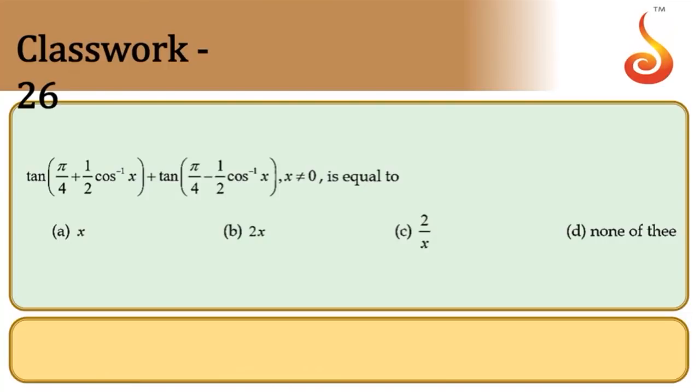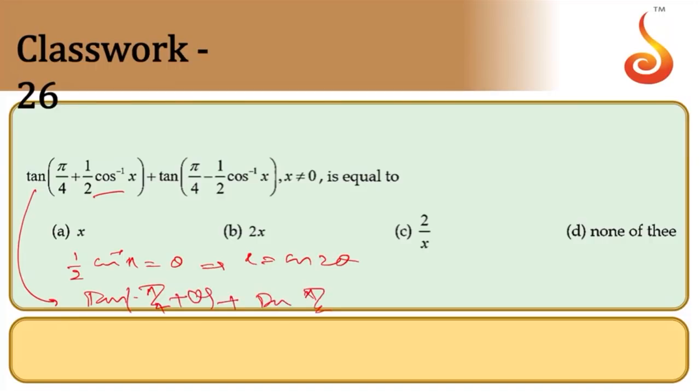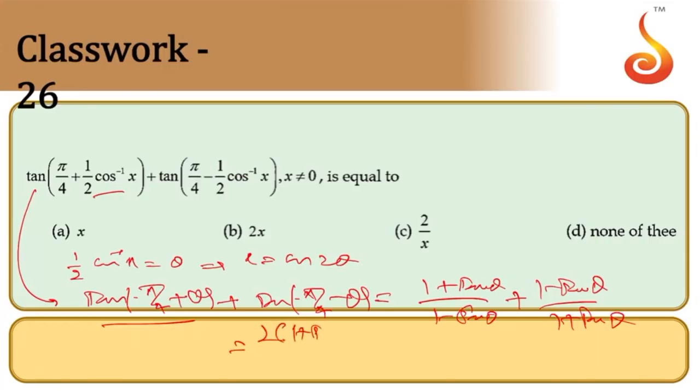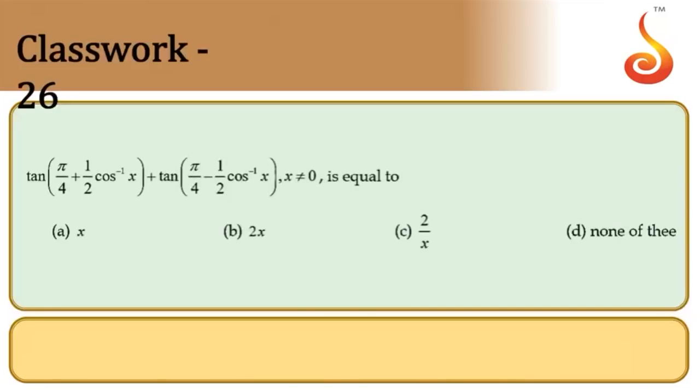So let me go for the next one, the 26th one. This is nothing but, if I take this is equal to theta, half cos inverse x is equal to theta, then x is equal to cos 2 theta. So this will actually become tan pi by 4 plus theta plus tan pi by 4 minus theta. And that is nothing but 1 plus tan theta by 1 minus tan theta, plus 1 minus tan theta divided by 1 plus tan theta. And that is equal to 2 times 1 plus tan square theta divided by 1 minus tan square theta. So 2 divided by cos 2 theta. But cos 2 theta is x, therefore we get 2 by x as the required answer.